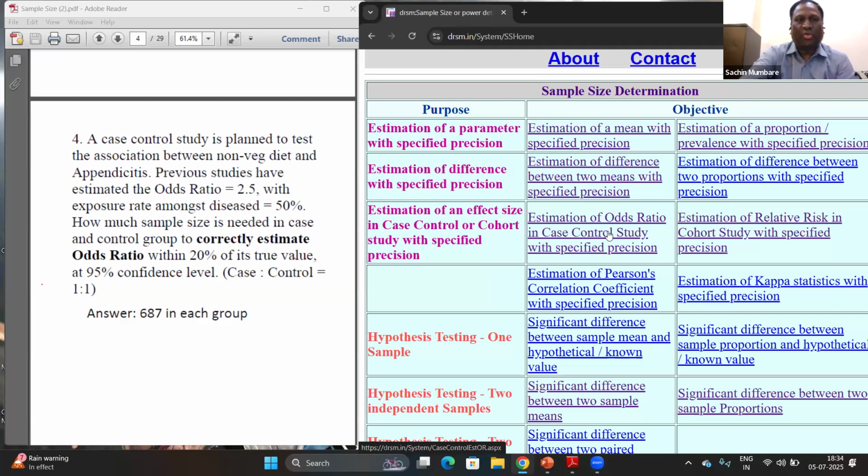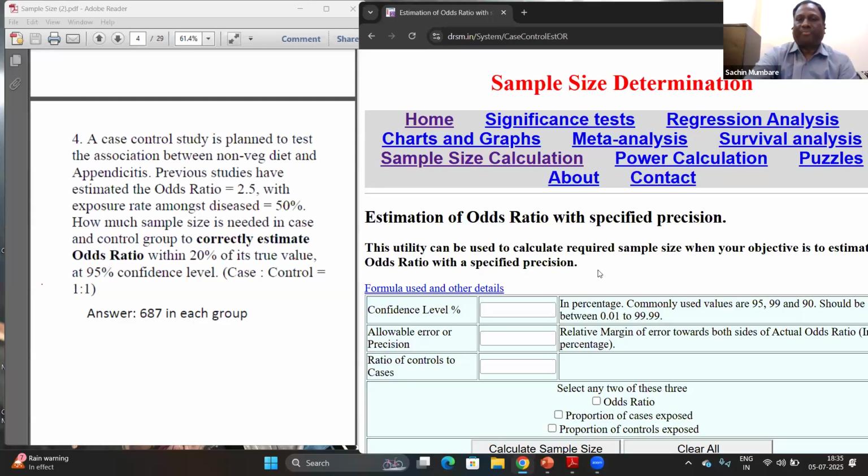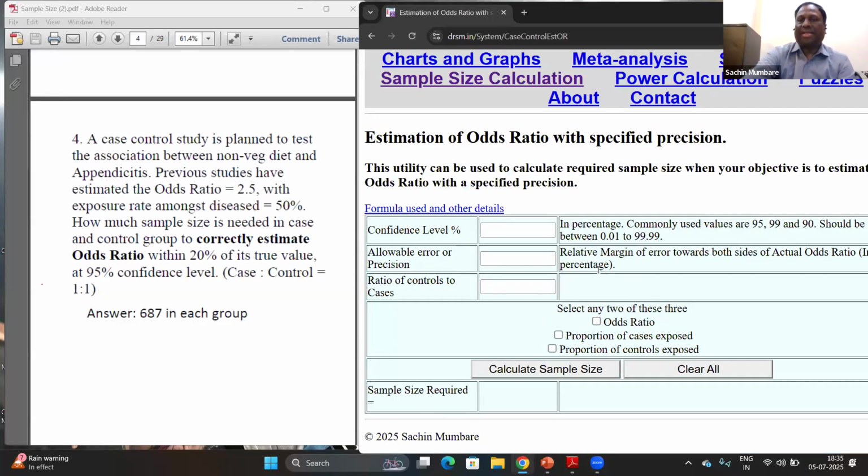Means if the odds ratio is 2, we want that our results will be in between 1.6 and 2.4. 0.4 here and 0.4 there. That means 20% of the actual odds ratio. So we will determine the sample size for correct estimation of odds ratio within 20% of its true value. I will click here, and you can see the things which are required as input.